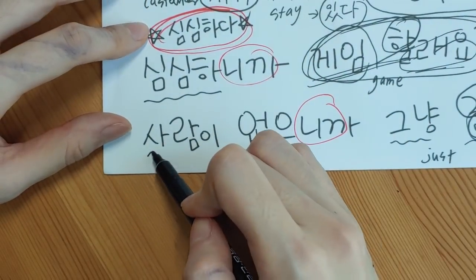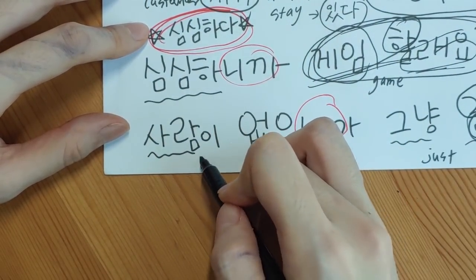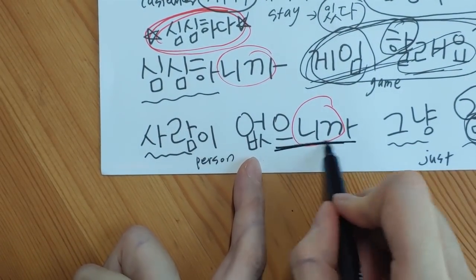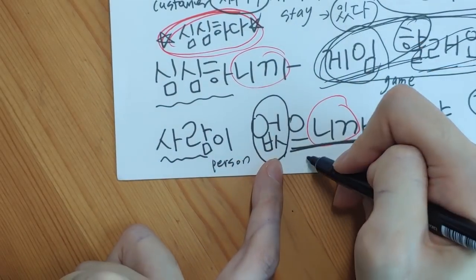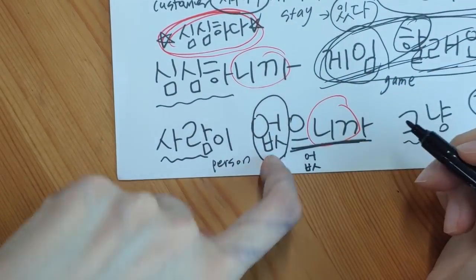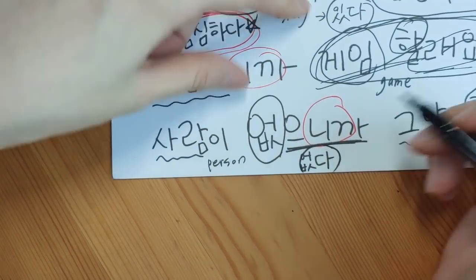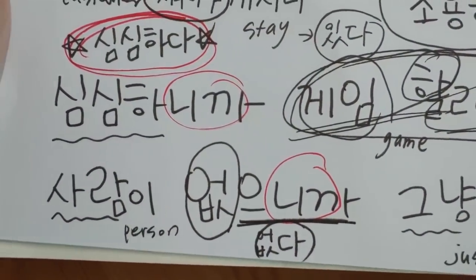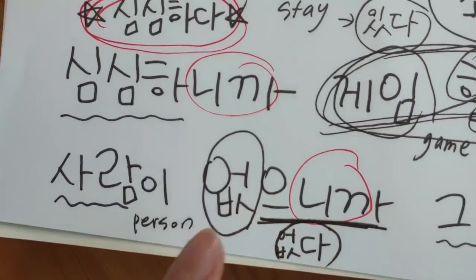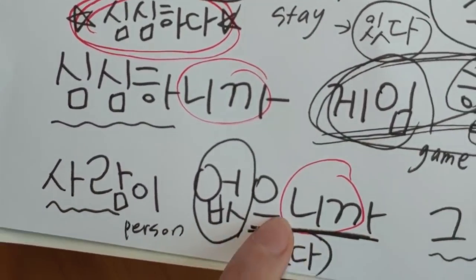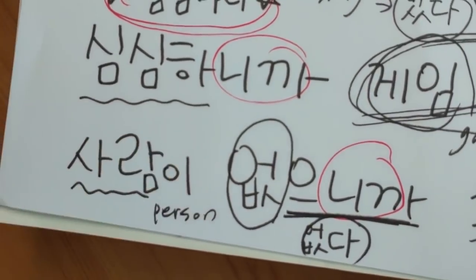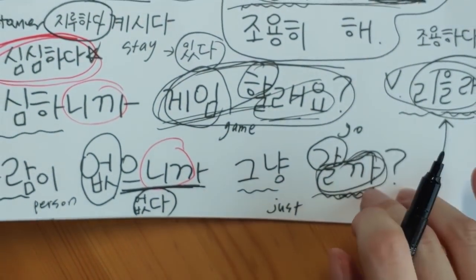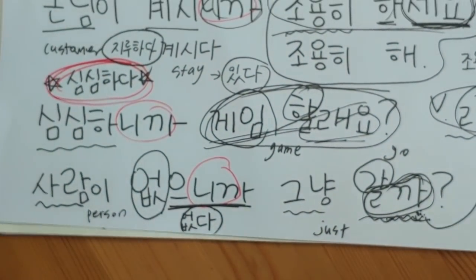And the reason is 사람, person, right? 사람이 없으니까. This time, 으니까 is used because 없 has 받침, and 없 is obviously a stem of 없다, which means there isn't or do not have, right? But here it means there isn't. 없으니까, 사람이 없으니까, there is no one. There is no person here. Just go. Shall we just go? 그냥 갈까?